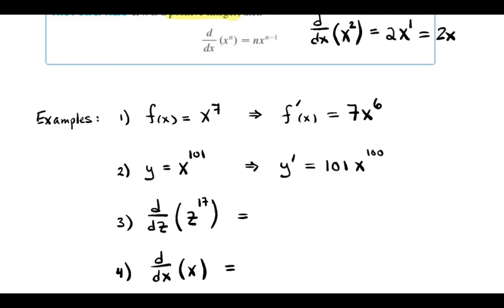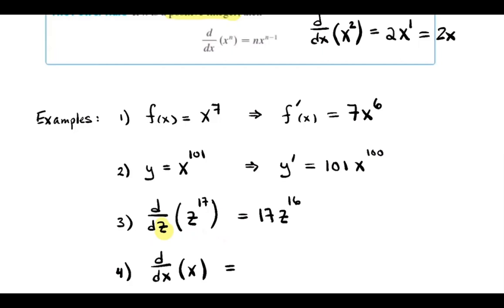Here, no big deal. I'm using Leibniz notation in the third example, and the input variable is called z. So I'm differentiating z to the 17th with respect to z. The power rule says that derivative would be 17 times z to the 16th, right? So this is one nice thing about the Leibniz notation, that it's built in what you're taking the derivative with respect to, because that's asking the question, what is the rate of change with respect to?